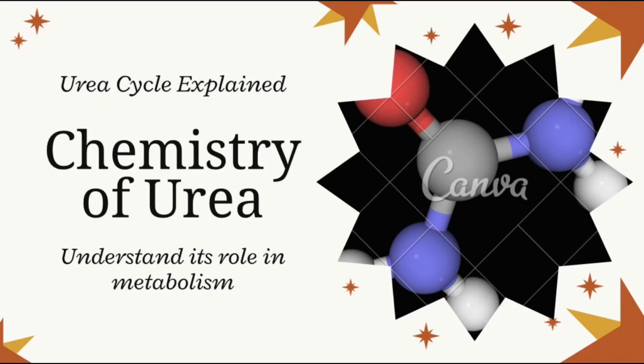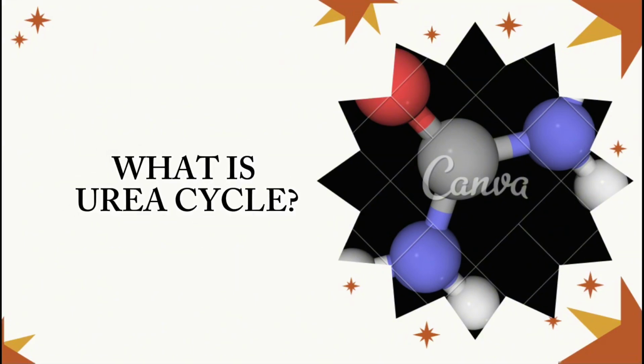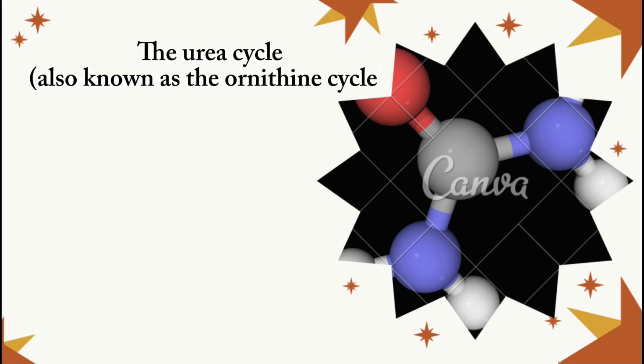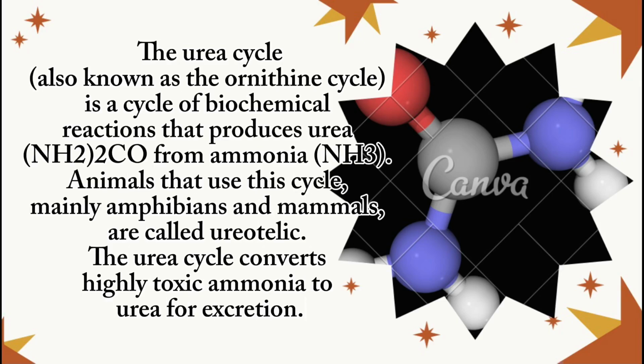So now, let's proceed to the chemistry of the urea cycle. So, what is the urea cycle? The urea cycle, also known as the ornithine cycle, is a cycle of biochemical reactions that produces urea, NH2, from ammonia, NH3. Animals that use this cycle, mainly amphibians and mammals, are called ureotelic. The urea cycle converts highly toxic ammonia to urea for excretion.